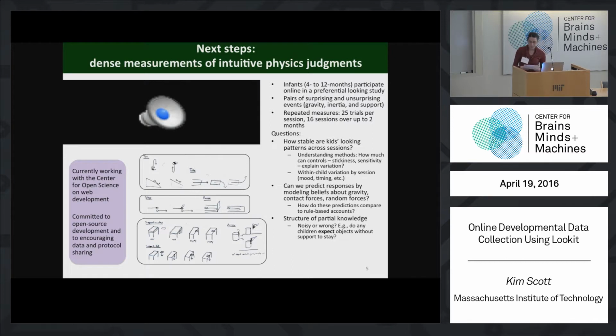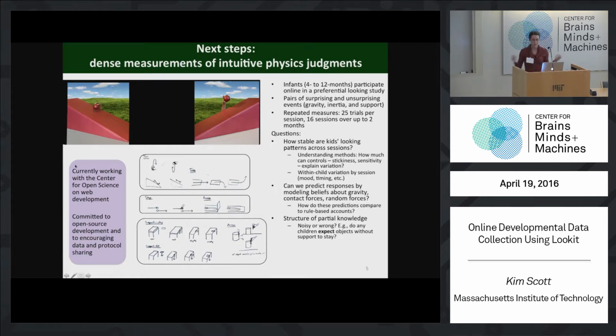The next study we're planning taps into the ability of online measurements to get very dense data about individual kids' responses and individual kids' beliefs. So we're planning to do essentially a longitudinal study, but over very short intervals, to get a scale of data about individual kids that we've never seen really before for infancy. The idea is to do preferential looking with physical event pairs like these, where one of the outcomes is more surprising than the other.